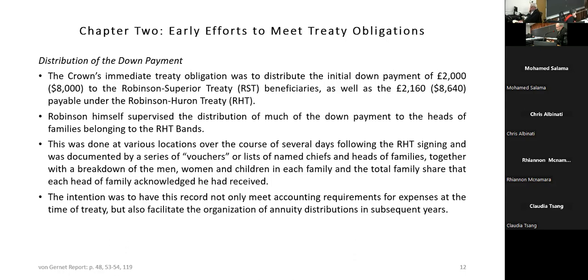And it was accompanied with a series of vouchers. And these vouchers had the lists of the named chiefs and the heads of families, together with a breakdown Robinson made of how many individuals were in each family. And so the coins were physically given to the heads of families, who then it was up to them to do as they pleased with it, whether to use it themselves or give some to their families or to distribute it in any further way.